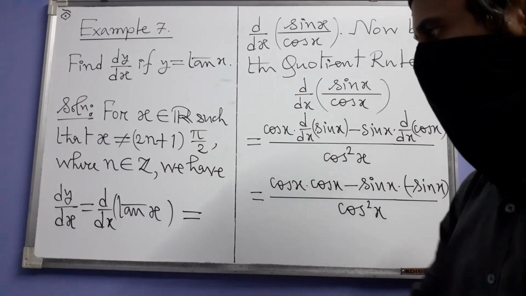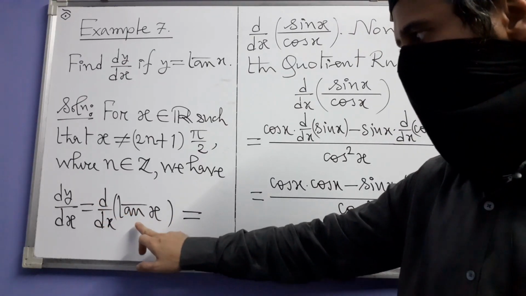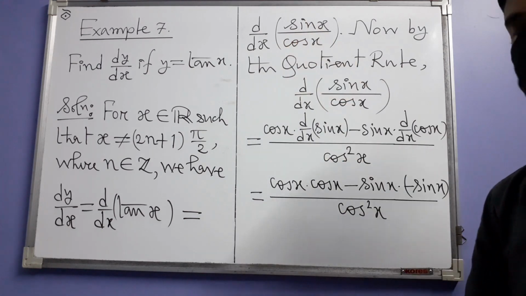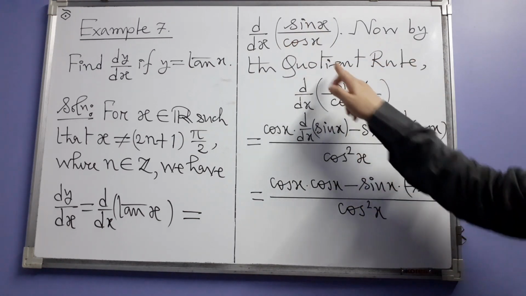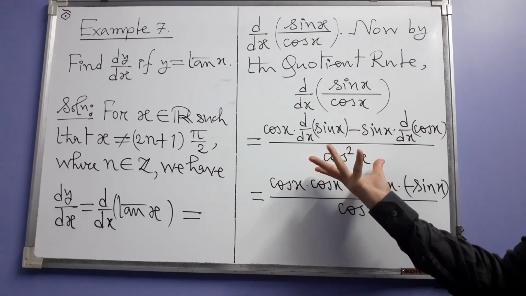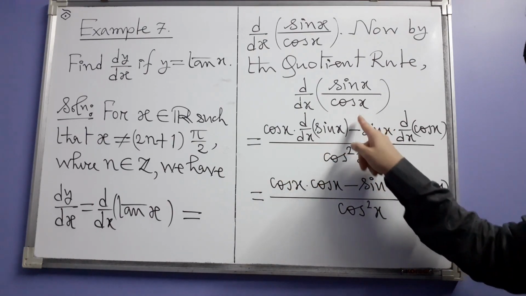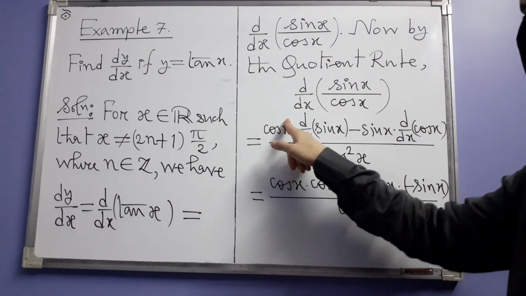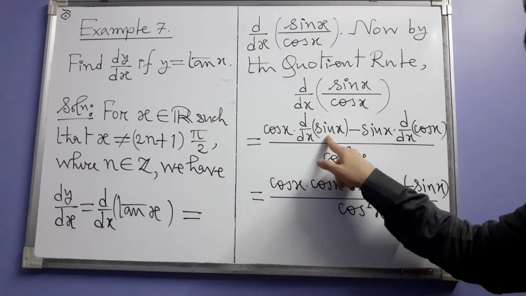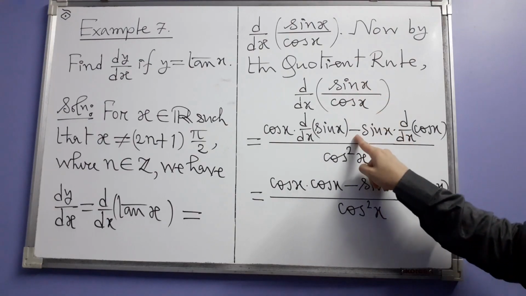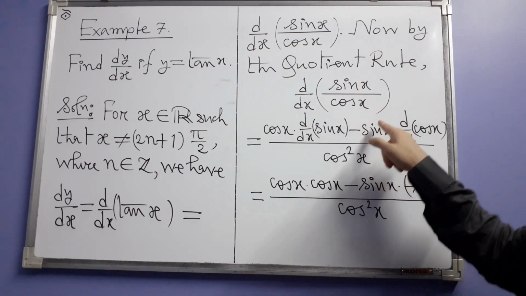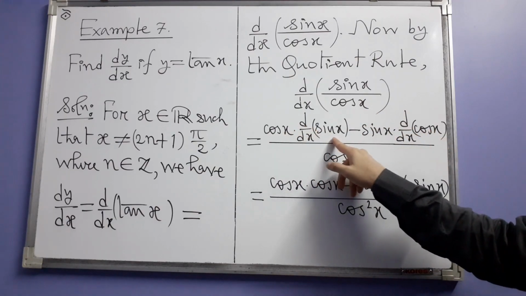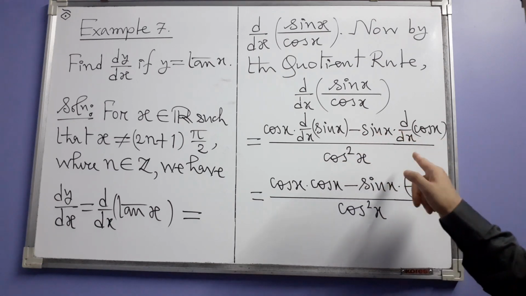So for any such x, if you differentiate y with respect to x, that means differentiating tan x, which is sin x divided by cos x, by the quotient rule, this is equal to this. So recall the quotient rule: you square the denominator. Then in the numerator you write the denominator first and multiply that by the derivative of the numerator, minus, then you put the numerator and multiply it by the derivative of the denominator. So that way: cos x times d/dx of sin x minus sin x times d/dx of cos x.